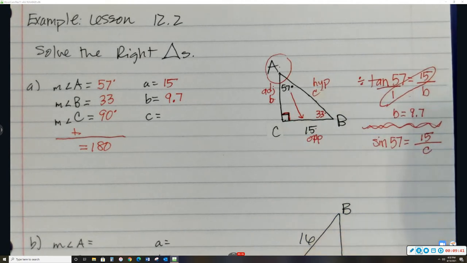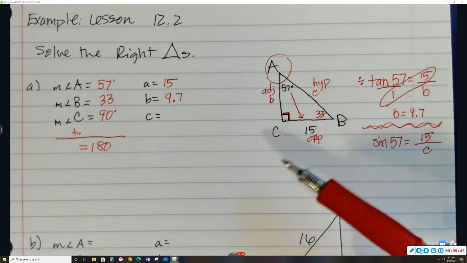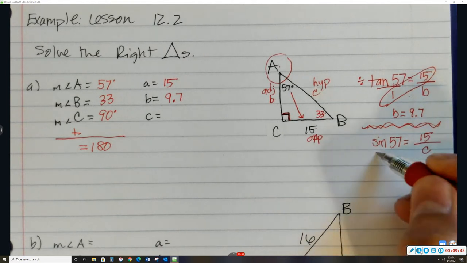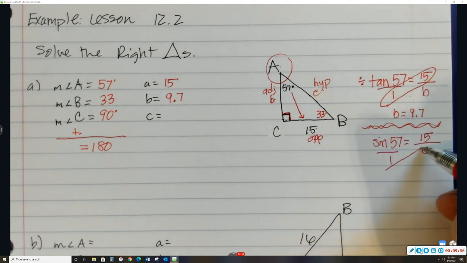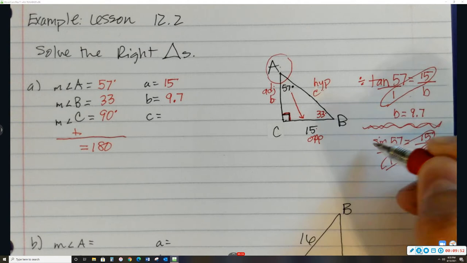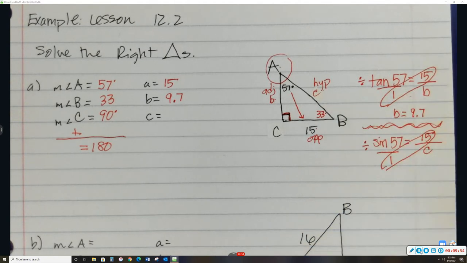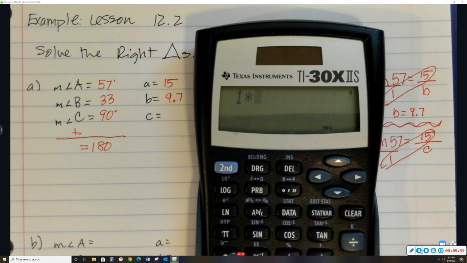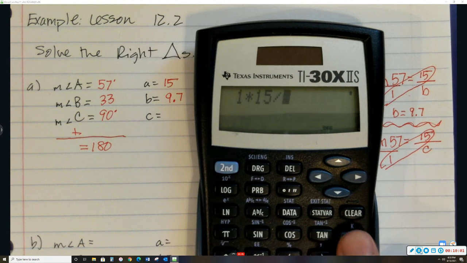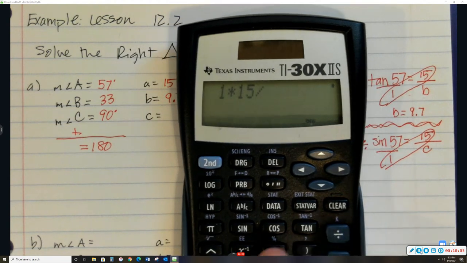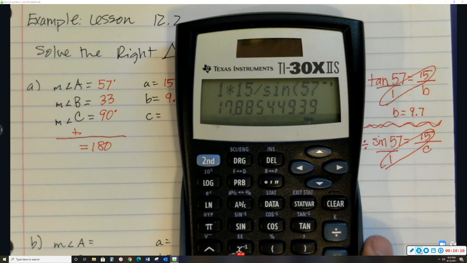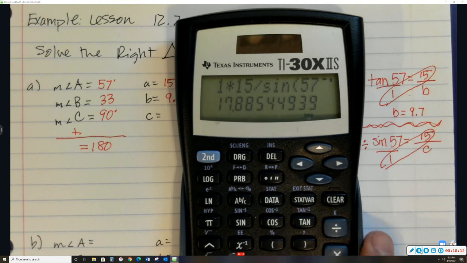And those are the trig ratios. We wrote them down on the other side. You should remember them. Again, put a 1 under it, cross multiply so you don't grab the variable, and then divide by what's left over. So that one looks like this: 1 times 15 divided by sine of 57 degrees. Push enter, and that is 17.9.